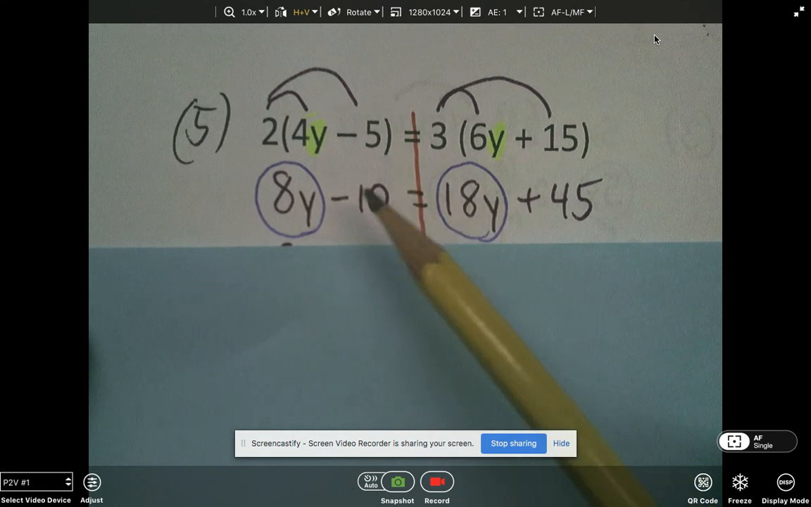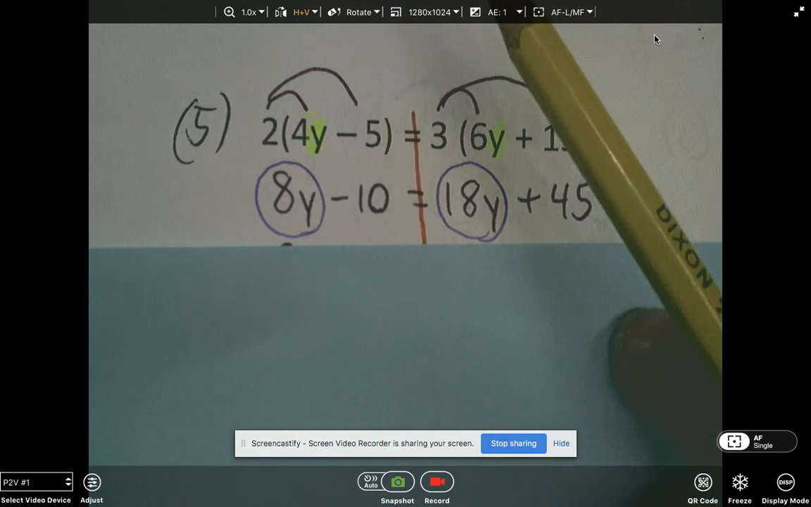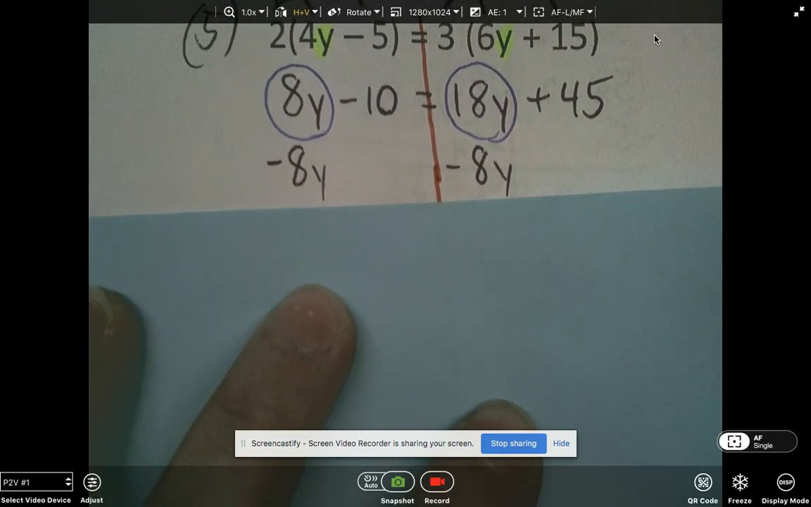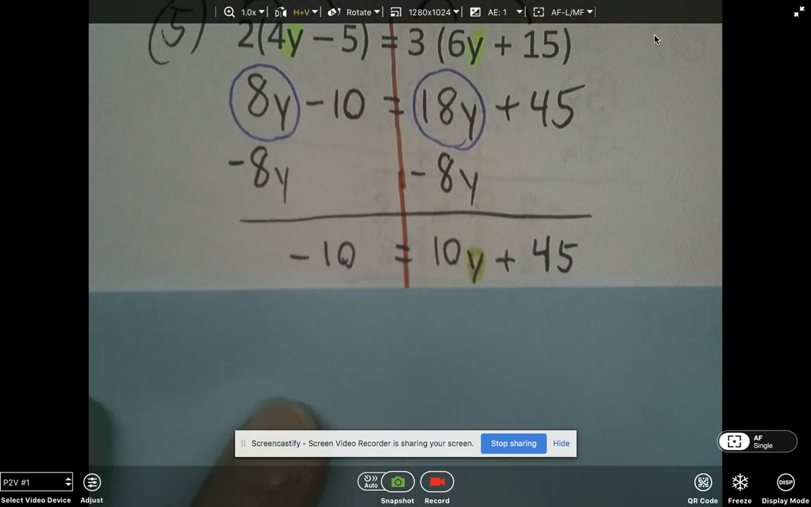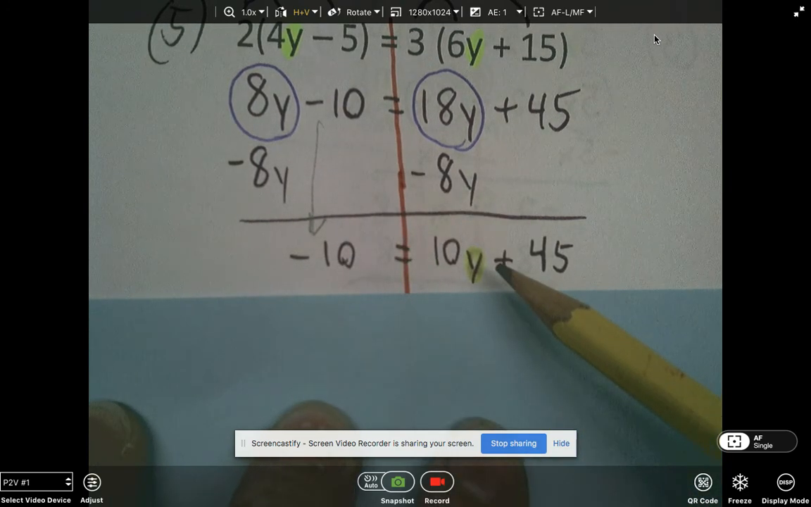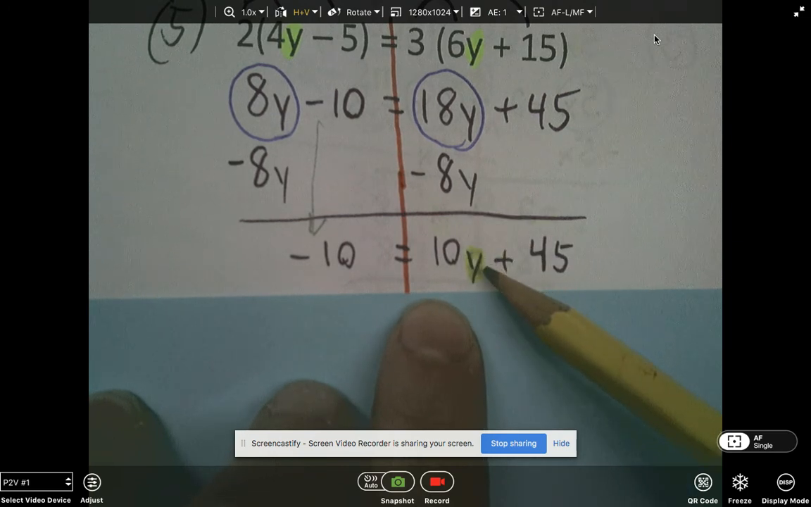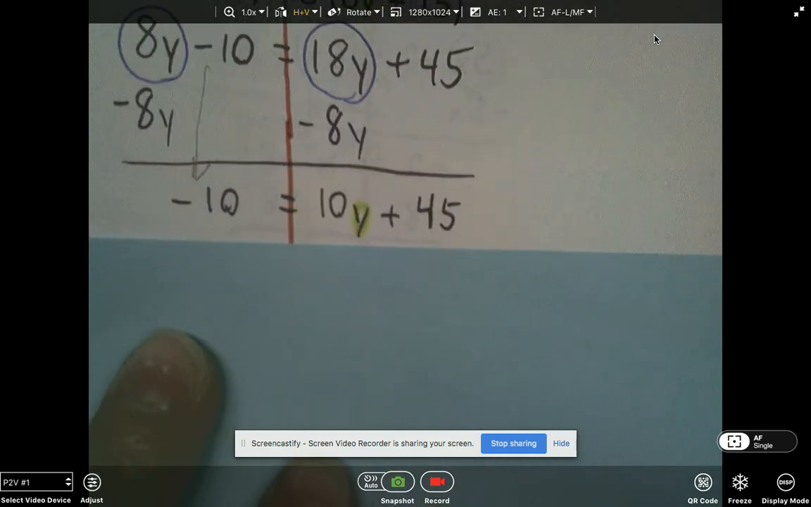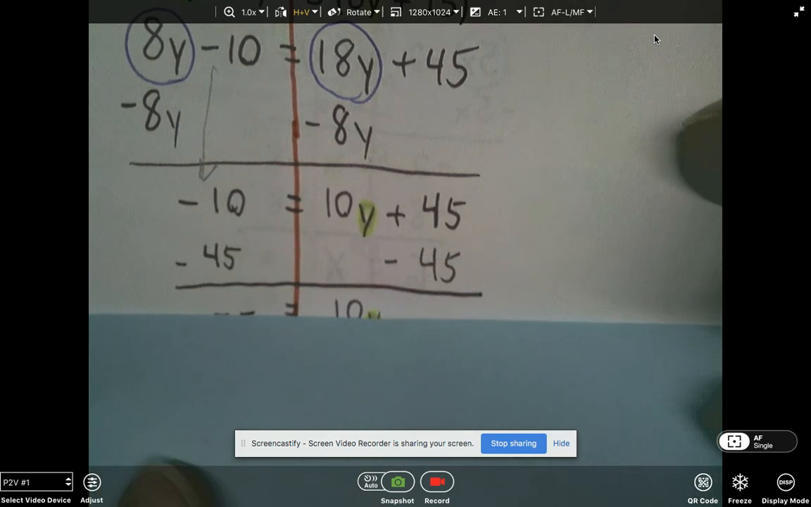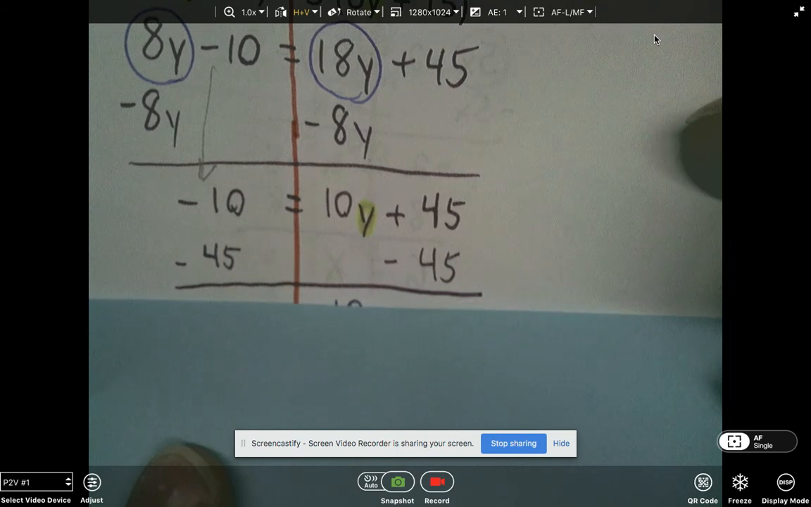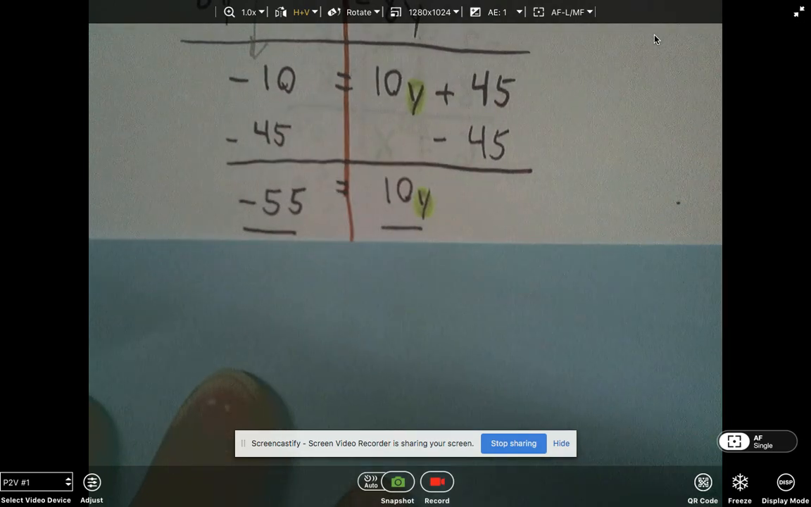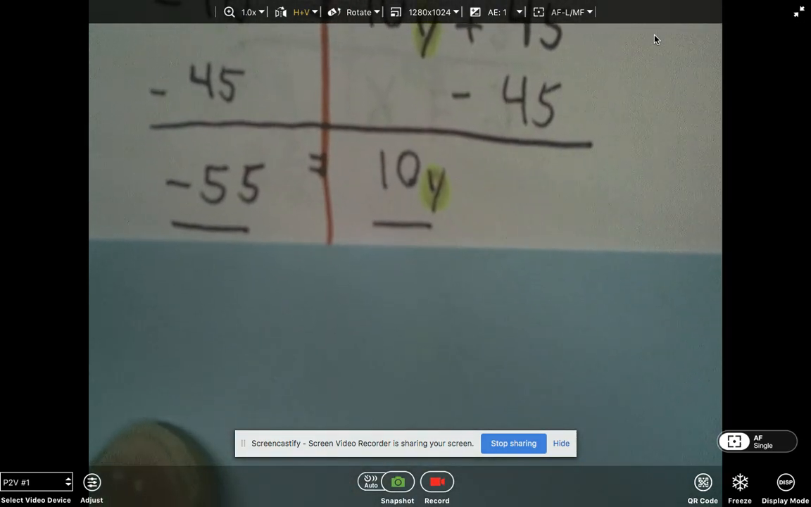Which variable am I going to get rid of first? 8y because it's smaller. So I minus 8y from both sides. And what am I left with? Negative 10, again, bring down that negative sign all the time, is equal to 10y plus 45. And now it's a two-step equation. What's my first step? Minus 45 from both sides. What am I left with? 10y equals negative 55. So I already can tell this is going to be a fraction answer.